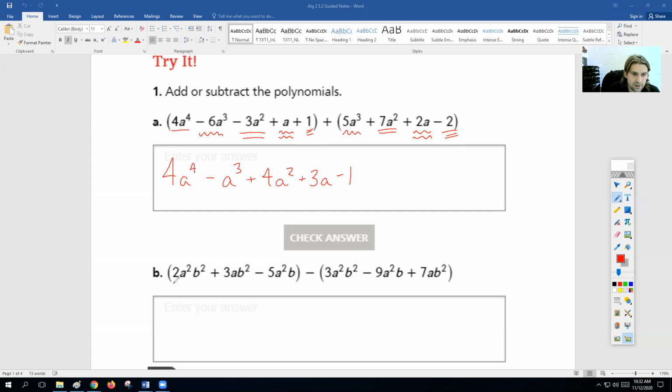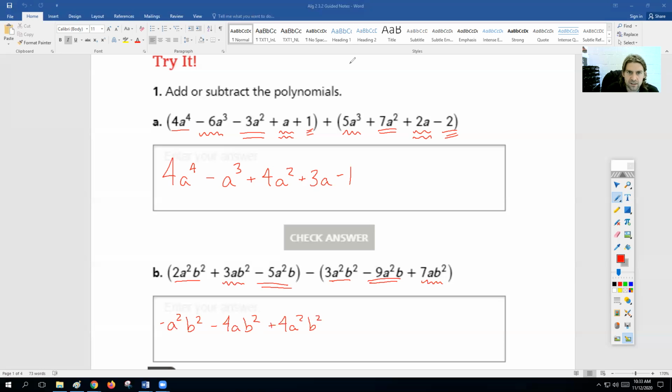Okay, next. We got 2a squared b squared. Look for other a squared b squared is here. So just take your time. 2 minus 3 will be a negative 1. So negative a squared b squared. All right, next we have ab squared. I'm going to look for the other ab squared, which is right here. 3 minus 7 would be a negative 4ab squared. And then lastly, we have a negative 5. We would have negative 5 minus negative 9. So that's negative 5 plus 9, which would be a positive 4a squared b squared.